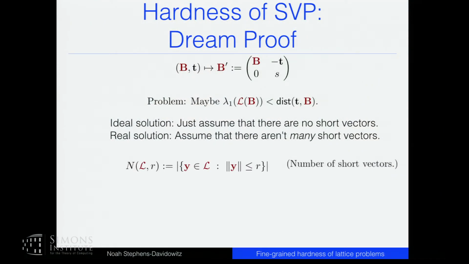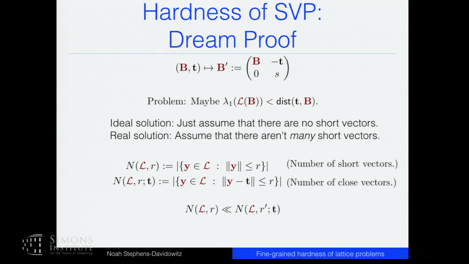So in order to talk about this a little bit more, I'll have to introduce some notation. I'm going to write N(L, r) for the number of vectors of length at most r in a lattice, and I'll write N(L, r, t) for the number of vectors at distance at most r from some target t. Okay? So number of short vectors, number of close vectors. And what we would like is the number of short vectors to be much, much less than the number of close vectors. And I'll show you why in the next slide. So heuristically, there's just many more close vectors than short vectors.